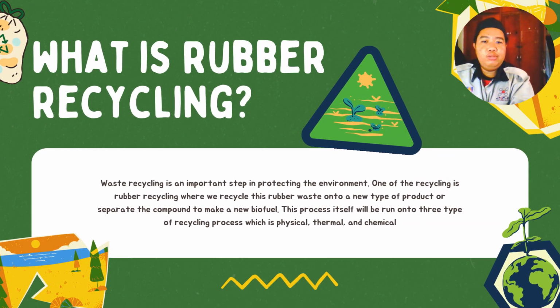Firstly, we need to know what rubber recycling is. Waste recycling is an important step in protecting the environment. One type of recycling is rubber recycling, where we recycle this rubber waste into new types of products or separate the compound to make a new biofuel. This process is run through three types of recycling processes, which are physical, thermal, and chemical.